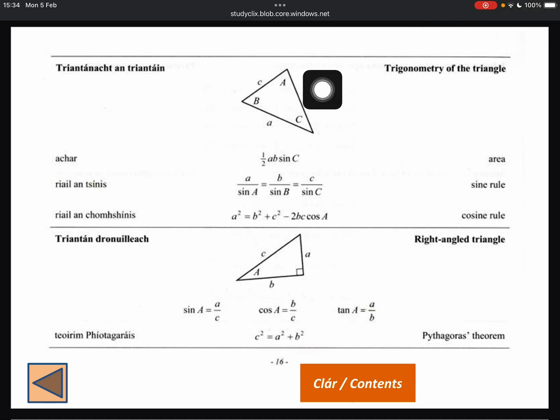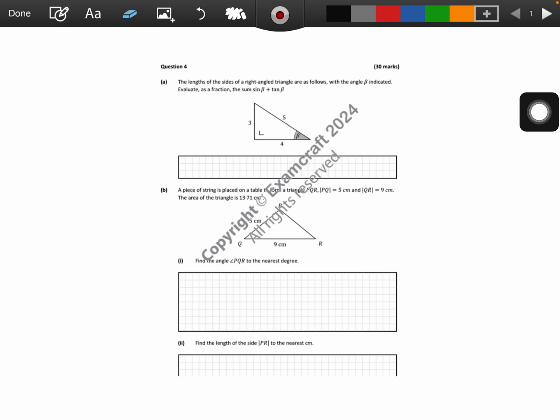So here are a load of formulas that we're more likely to use: our SOHCAHTOA, our theorem of Pythagoras, cosine rule, sine rule, and the area of a triangle. So here, the first question says, the lengths of the sides of a right angle triangle are as follows, with the angle beta indicated. Evaluate as a fraction the sum sine beta plus tan beta.